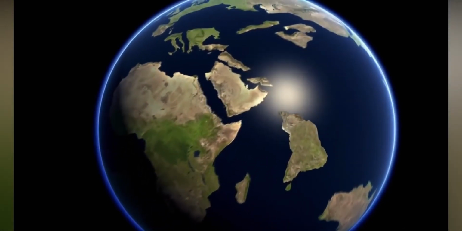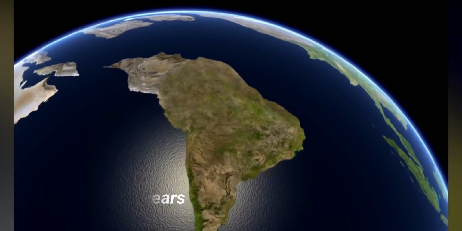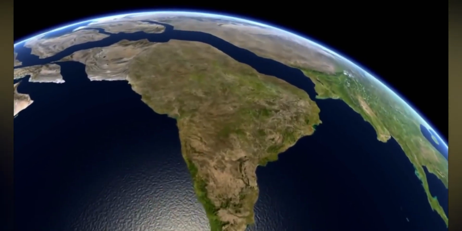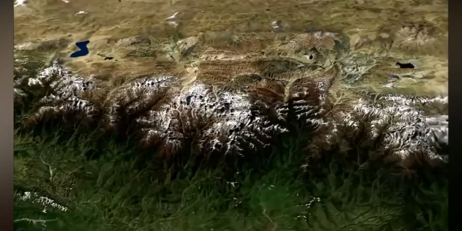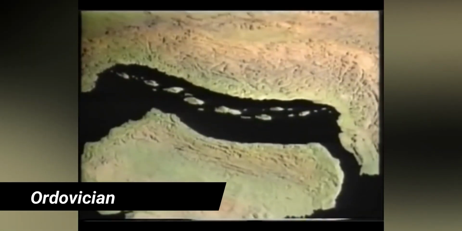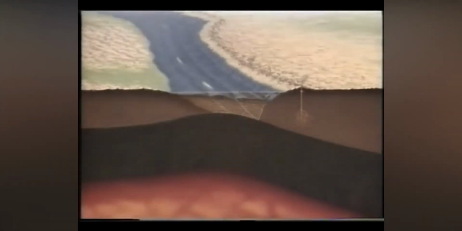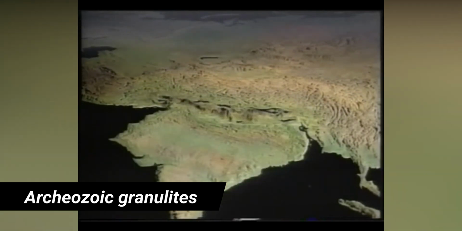To begin with, the formation of Mount Everest occurred approximately 20 to 24 million years ago during subduction, that is, the sinking of one tectonic plate under the other, of the Indian plate. As a result, the partial fusion of high-grade metasedimentary rocks of the upper Himalayan sequence from the Paleoproterozoic to Ordovician period. Mount Everest is made up of sedimentary and metamorphic rocks that have been pushed south over the continental crust, composed of Archeozoic granulites from the Indian plate during the Cenozoic collision of India with Asia.